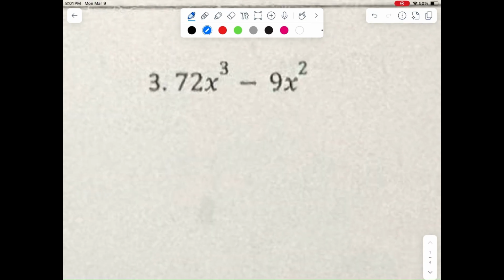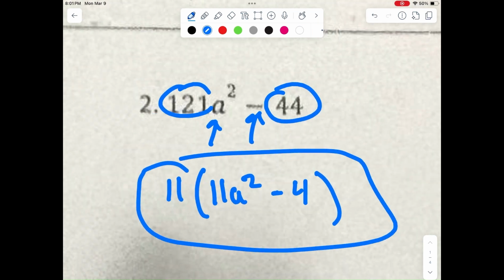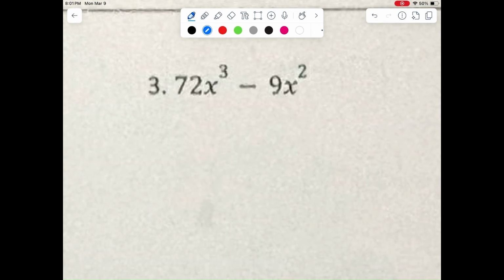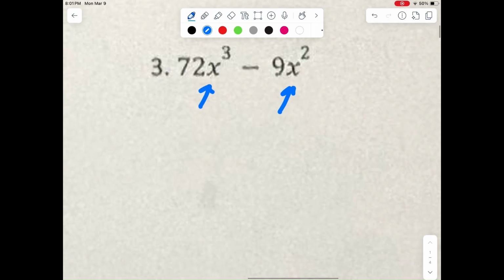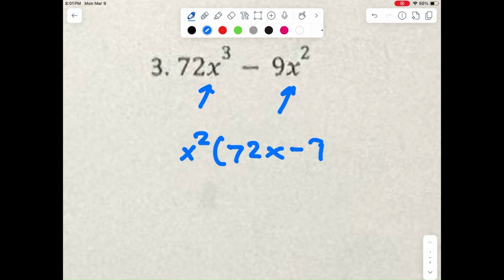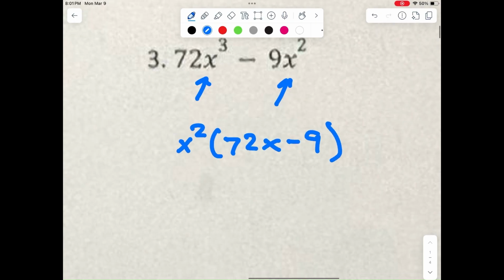So I kept talking about how we could pull a variable out of this one because both terms didn't have x. Well, in this case, both terms do have x, so we can start there. We can pull out at maximum 2 x's because the term with the smallest amount of variable is 9x squared. So we can take out 2 of those x's. If we rewrite that, it would be x squared times 72x minus 9. See how we took out that x, but it's equivalent because if we were to distribute that, it would be the same thing.